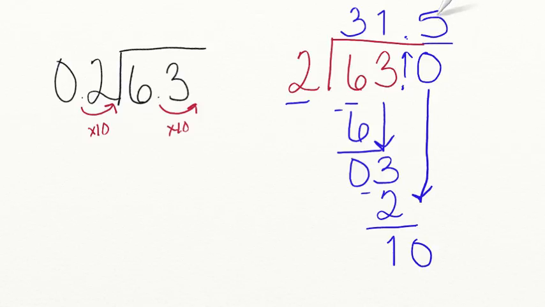Now notice my 5 is lined up with my tenths place past my decimal value. 2 times 5 equals 10, and when I subtract out, that gives me 0. So 6 3/10 divided by 2 tenths equals 31 5/10.